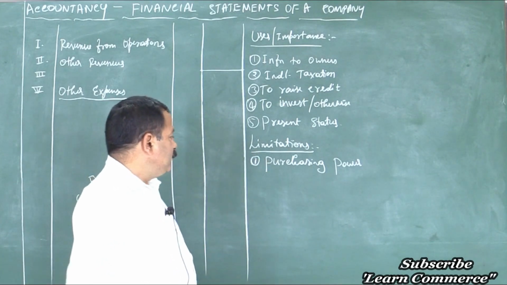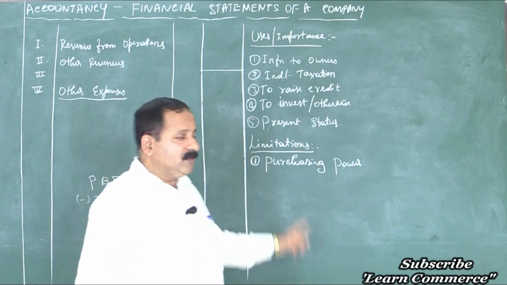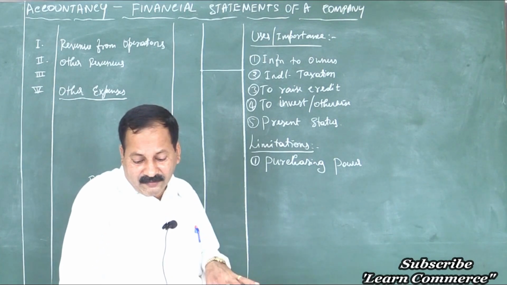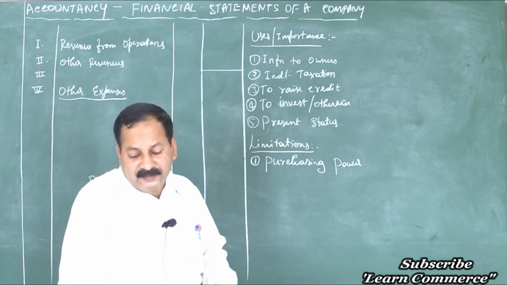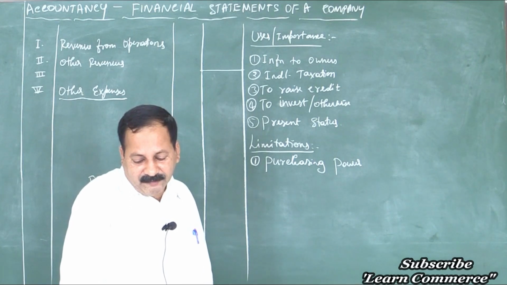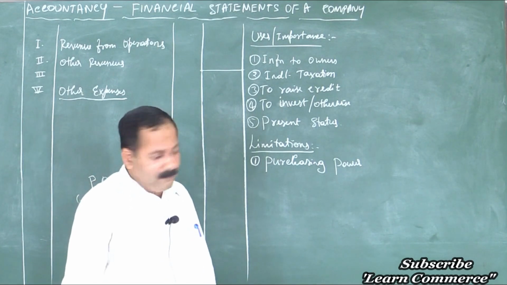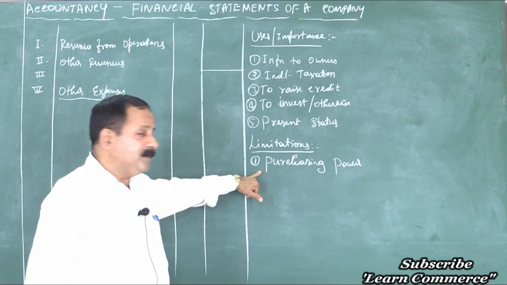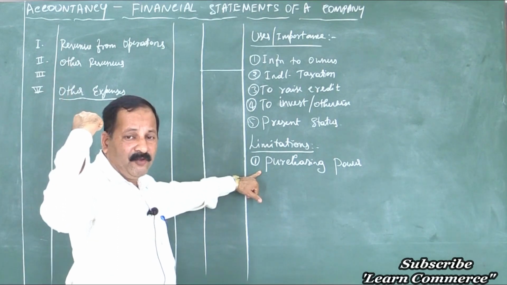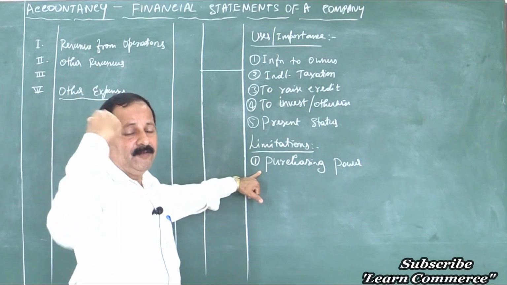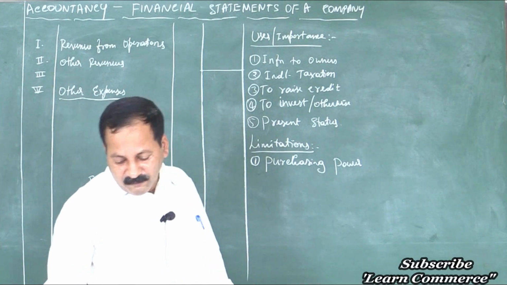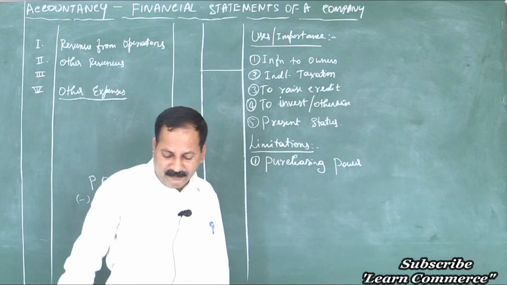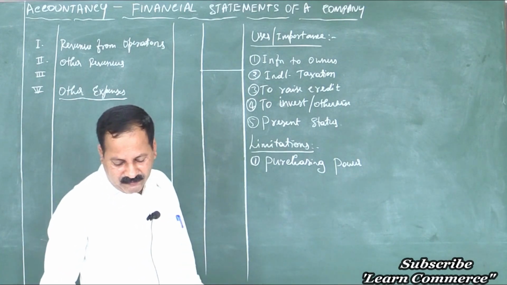So one of the limitations of financial statements is that they never consider the purchasing power of money. Financial statements inform the people only about the historic data, because financial statements are prepared by considering the historical data. Whatever is recorded in the books of accounts, they never consider the value of money. Money is changing day by day. Purchasing power of money is not taken into consideration.